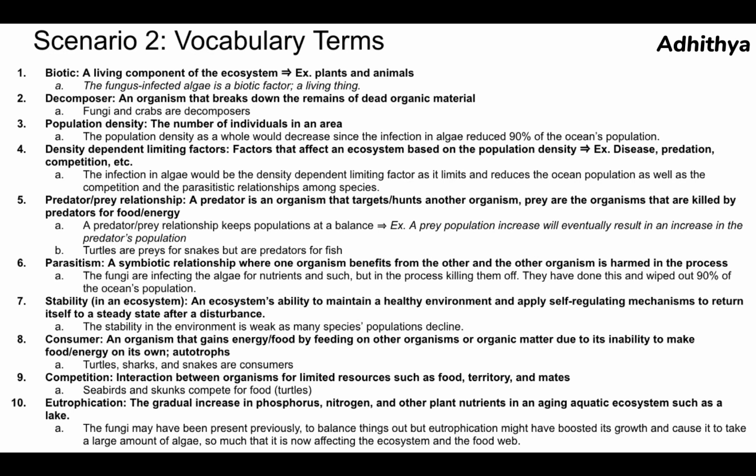Eutrophication, the gradual increase in phosphorus, nitrogen, and other plant nutrients in an aging aquatic ecosystem, such as a lake. The fungi may have been present previously, so to balance things out, but eutrophication might have boosted its growth and caused it to take a large amount of algae, so much that it is now affecting the ecosystem and the food web.